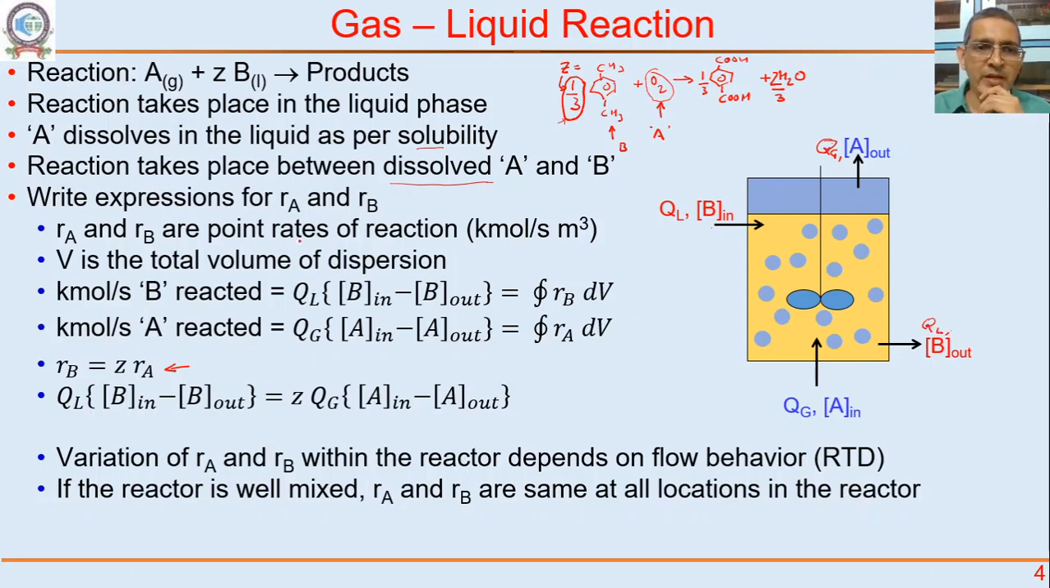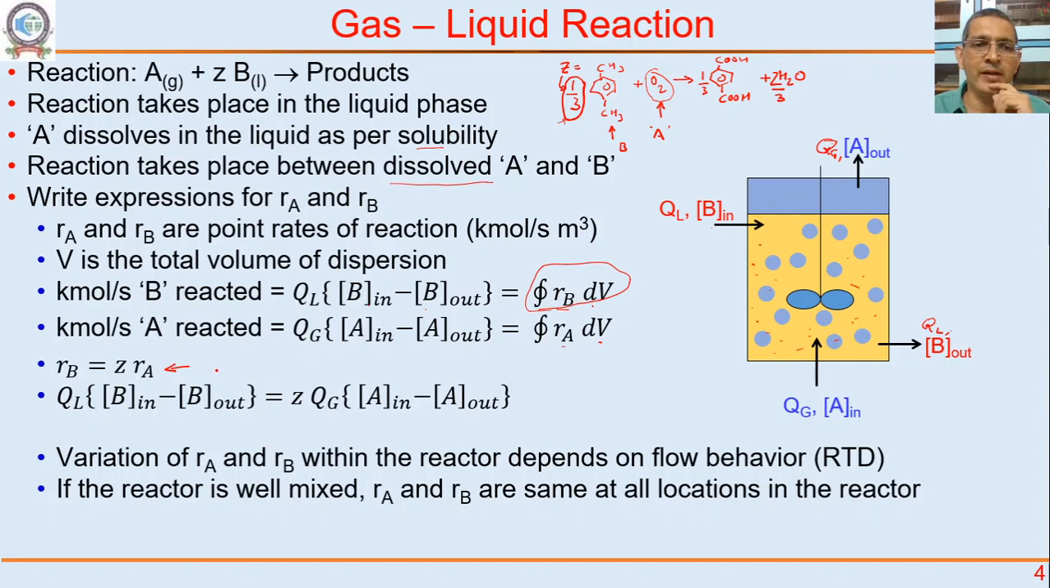So kilomoles of B reacted would be QL into B in minus B out. In minus out must be equal to the amount that is reacted. So that's nothing but rate of reaction per unit volume for B into dV. This is to be integrated over this whole control volume because RB can be different at different locations. We will see as we go along how to do all these things. Same way for A, QG multiplied by A in minus A out would be integral of RA over dV.